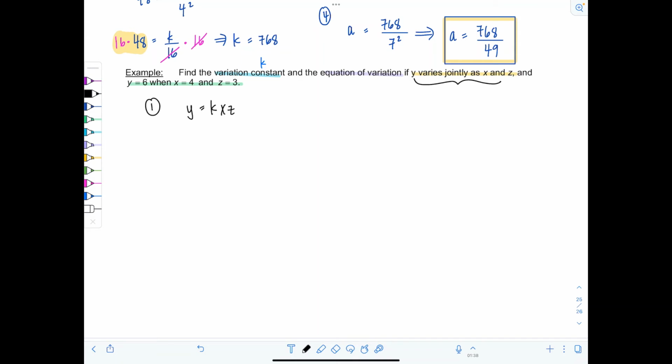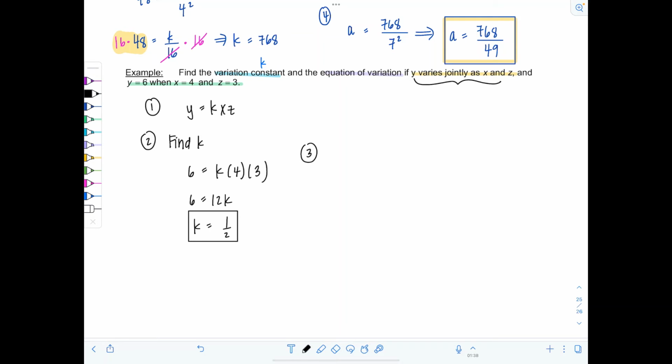Then we need to go ahead and find k. And that's why they told me this info here that I highlighted in green. So y equals 6 when x equals 4 and z equals 3. So 6 equals k times 4 times 3. That means 6 equals 12k. Divide both sides by 12, so k is equal to 1/2. So there I've answered the first part of the question, to find the variation constant.